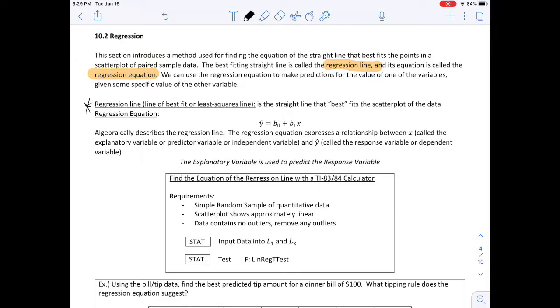I want you guys to realize that this is also going to be written a little bit differently from the calculator, and also from what we learned in algebra. So just to be aware, b naught and b1 are just variables. They algebraically describe the regression line.